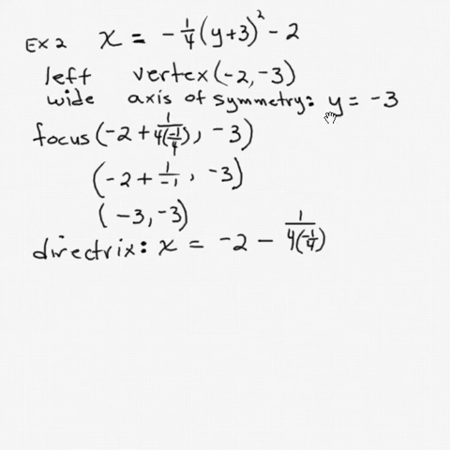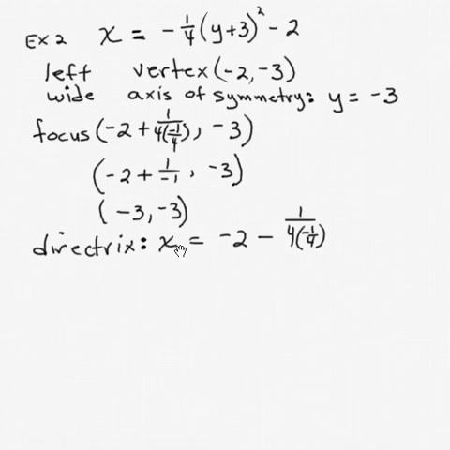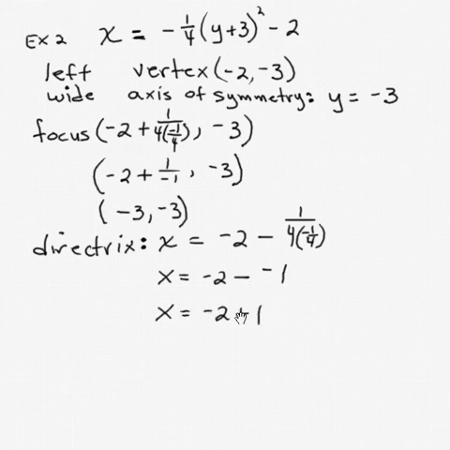Directrix. Now our axis of symmetry here was y equals, so my directrix is going to be x equals. It's going to equal the x value of the vertex minus 1/4 times a. We just calculated that to be negative 1 here. So we have negative 2 minus negative 1, which is the same as negative 2 plus 1, or x equals negative 1 is the equation for my directrix.